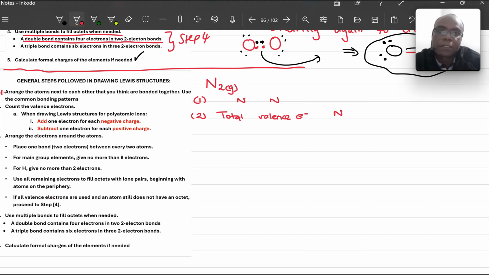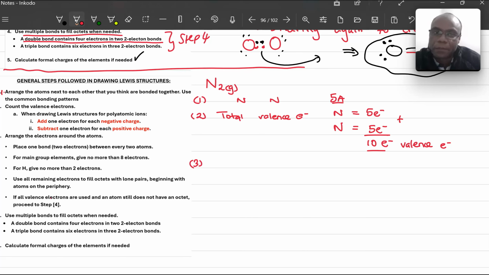Total valence electrons. I have 2 nitrogens. Remember that nitrogen is in main group 5, so each brings 5 electrons. Now you need to add these. It seems like we need to account for 10 valence electrons in the structure of nitrogen gas.